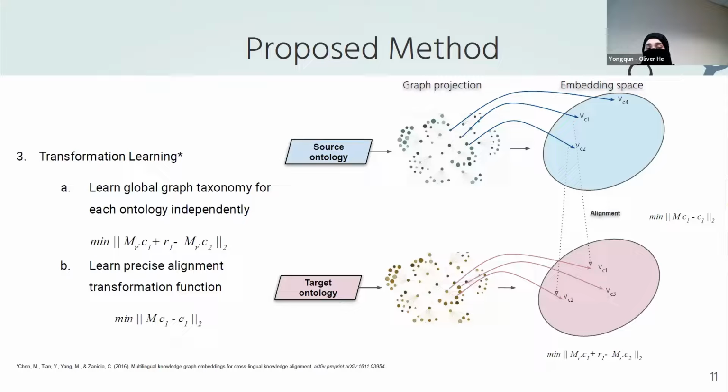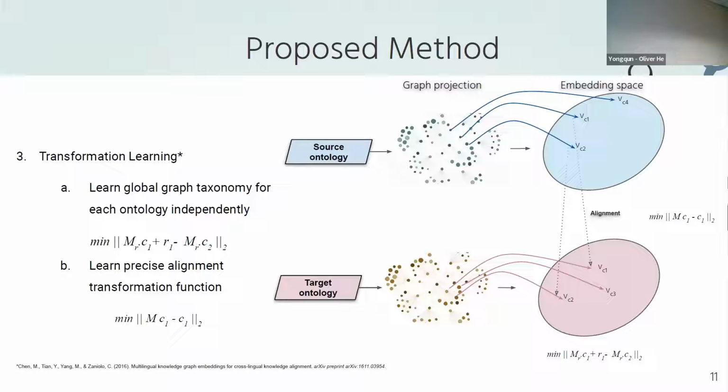And then we learn some transformation. So we apply machine learning transformation here. The main idea is that we will be projecting each of these ontologies to a different embedding space. And then we try to learn these alignments between the classes from the ontologies by trying to minimize the difference between those classes by applying some kind of transformation.